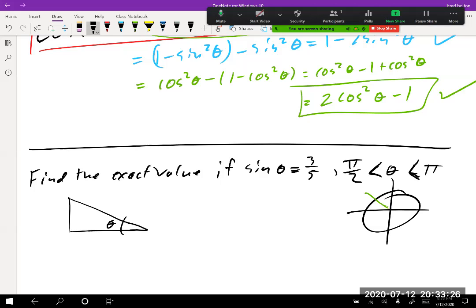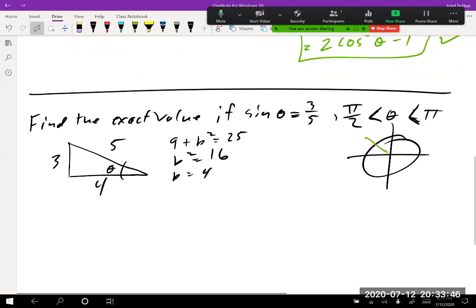And that's my theta, right? And I know that SOHCAHTOA says sine is opposite over hypotenuse. So this is opposite over hypotenuse. So then we have 9 plus b squared equals 25. So b squared equals 16. So b equals 4. So we have 4 there.